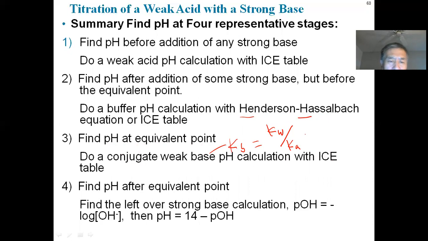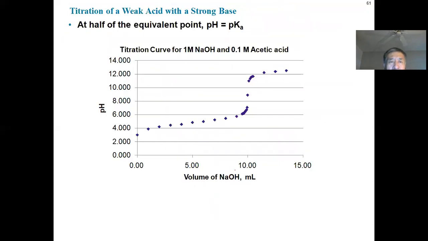So the fourth stage is finding pH after the equivalence point. We did that by finding the leftover strong base concentration. Then we take the pOH, then we get the pH. So that's the 4 stages. So before the next section, when we are titrating a weak acid with a strong base, we will have our typical titration curve as shown in this picture. That will be similar to this week's lab.